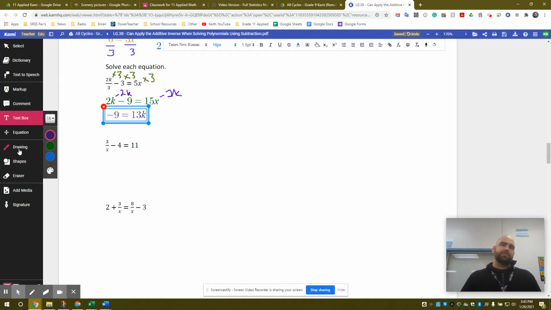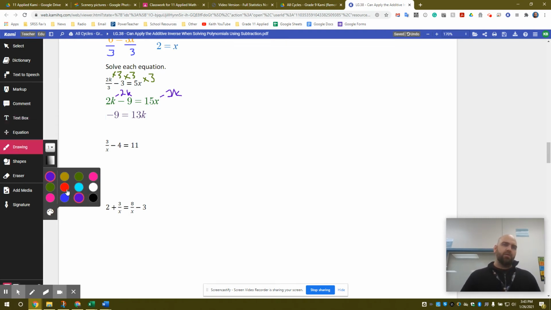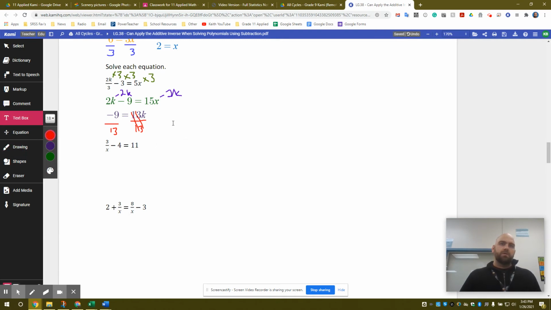Now, our last step then is to isolate k, get it all by itself. So we need to divide this by 13, and we divide this by 13. When we do that, the 13 is going to cancel out. And so what we're going to have here as our final answer is negative 9 over 13 is equal to k. And that's our final answer. Let's leave it right as a fraction.